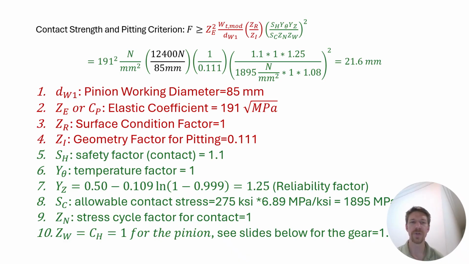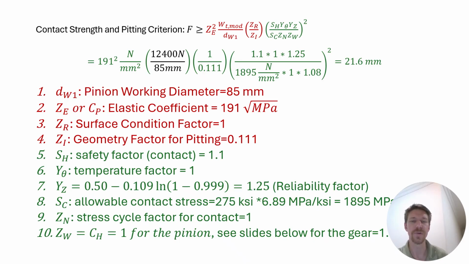So we plug in each of those numbers in the equation, and this is a weirder equation because it has some squared stuff. So it can go pretty wild pretty fast. But we still have to make sure that the units cancel. So we have 12,400 newtons. We have 191 square root MPa. So I took that out of the square root. I squared the square root MPa. So this is basically MPa right here.